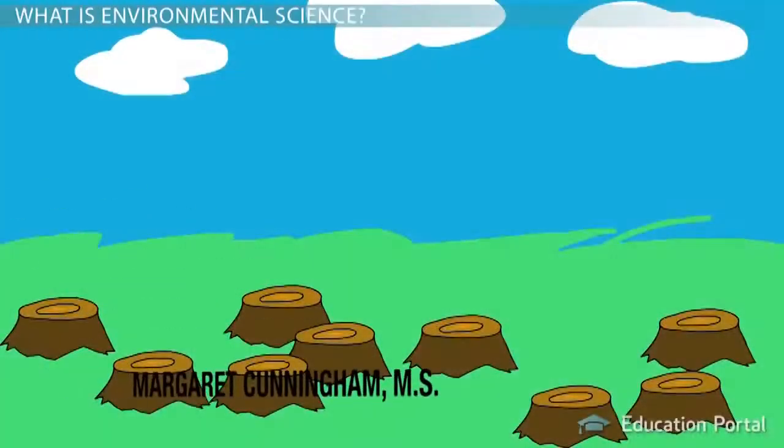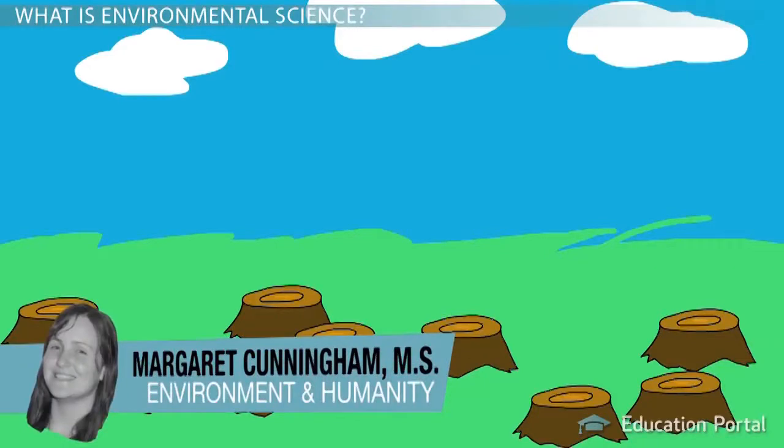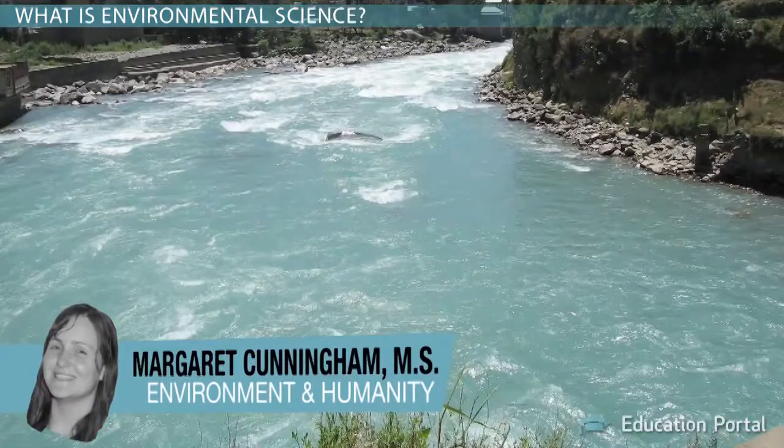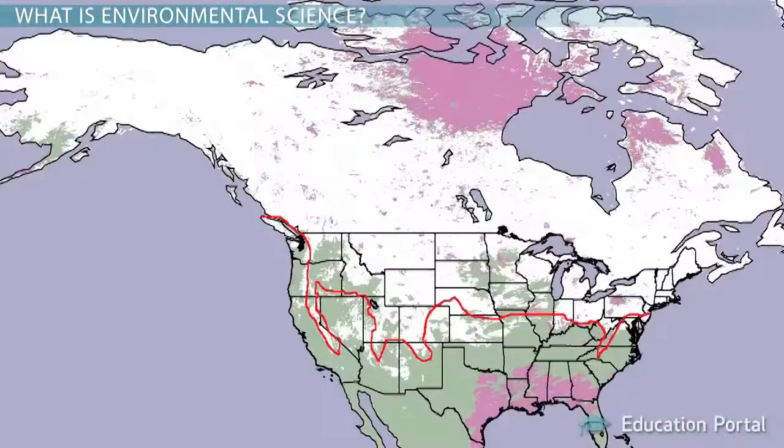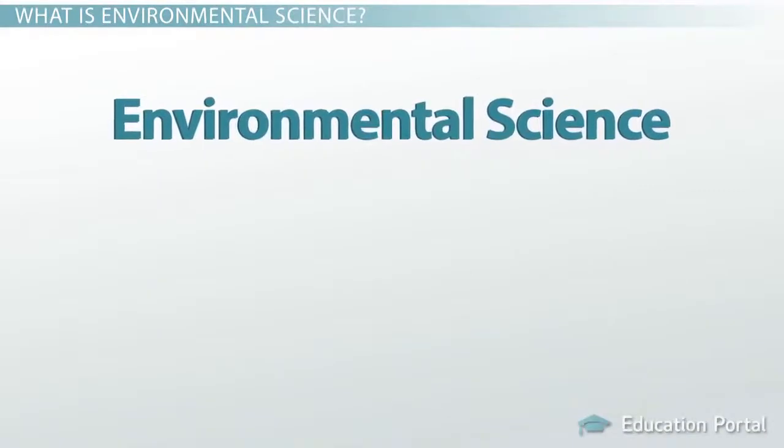What do you think would happen if all of the trees in the rainforest were cut down, or if chemicals were spilled in a river, or if snow and rainfall increased drastically? These are some of the many topics that are studied in the field of environmental science.